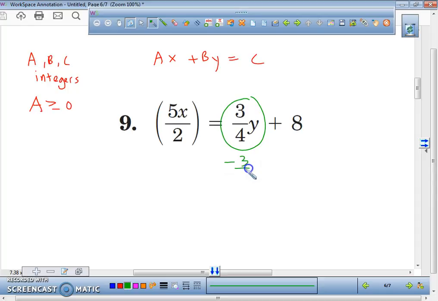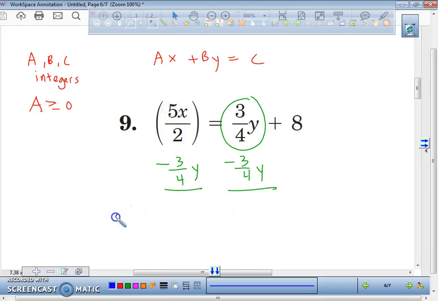All right, so we're going to subtract 3/4 y from each side, just like you said, Jane. And these are not like terms, right? So we have to write 5x over 2 minus 3/4 of y equals 8. So the first thing that we did was we subtracted 3/4 of y from both sides.